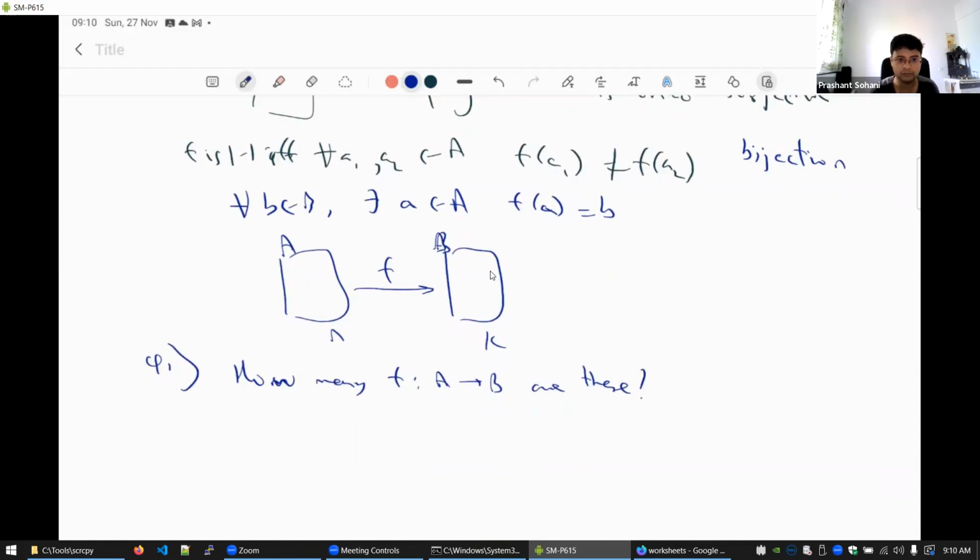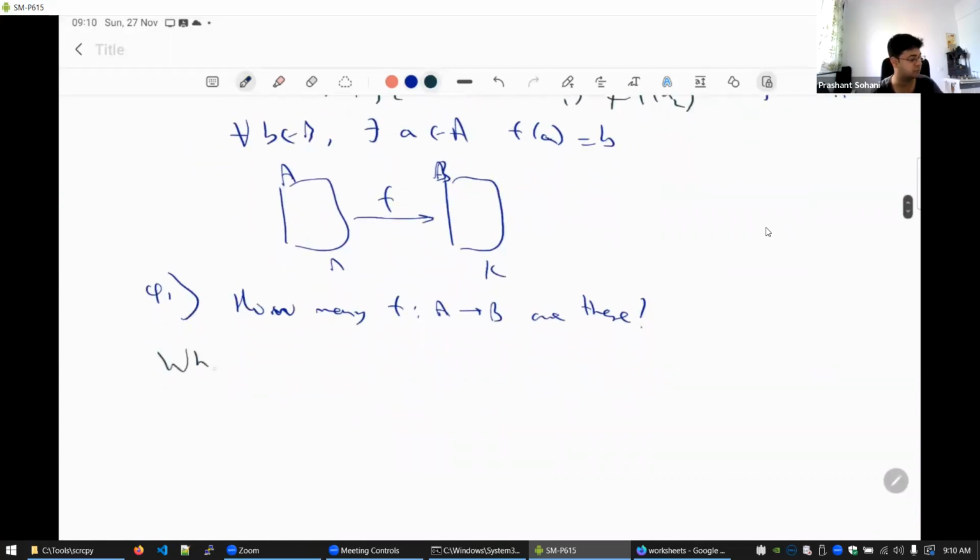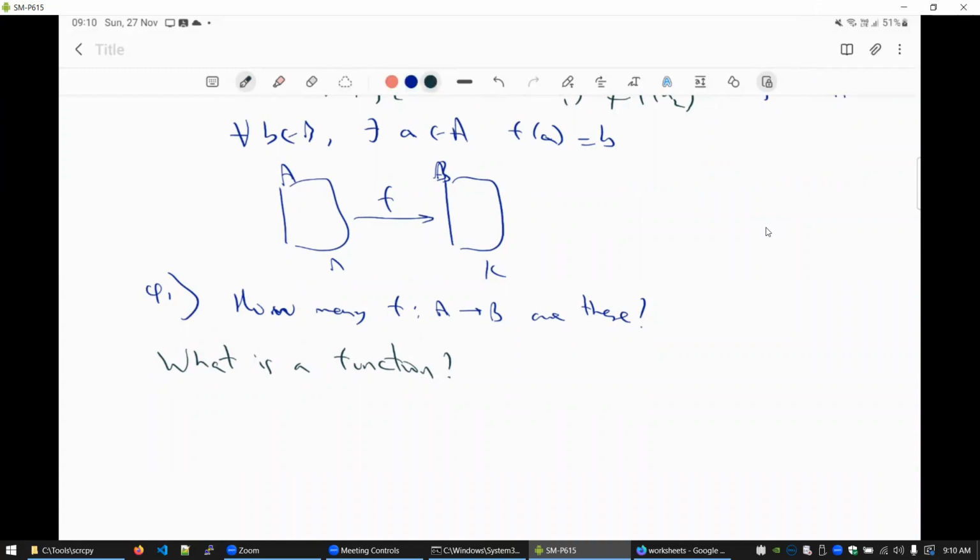Okay, so this is the starting point before we even try to solve a harder problem. If you are not able to answer this question, then we have to ask an even simpler question. What is a function? What do you mean by a function? What is the definition of a function? Yes, Anushka. It's a mapping from the first set to the second set.